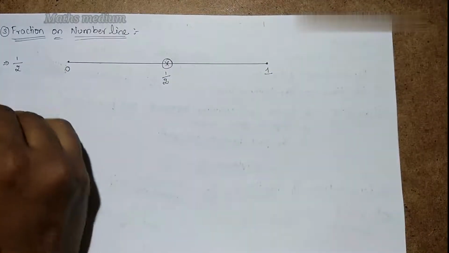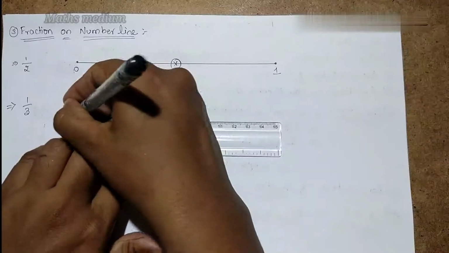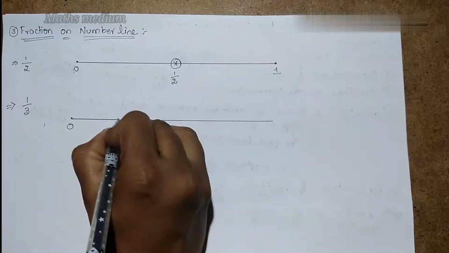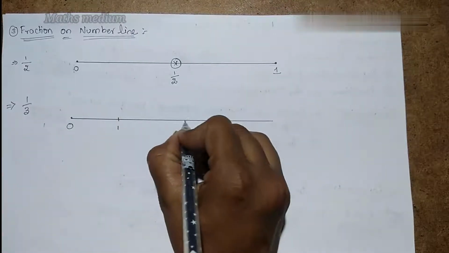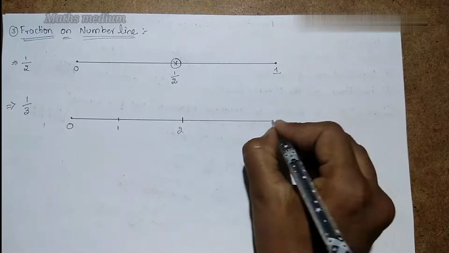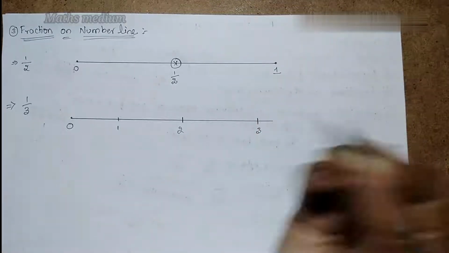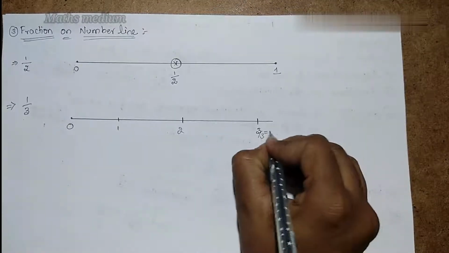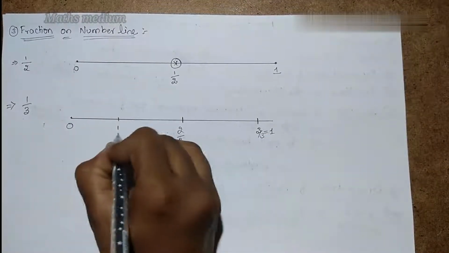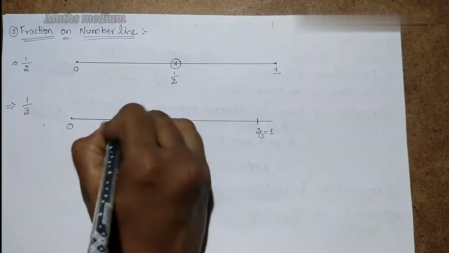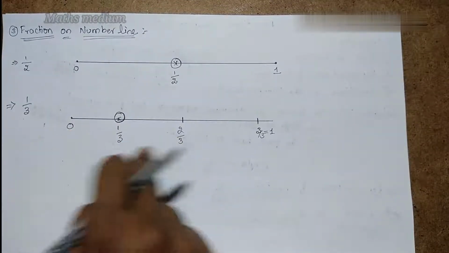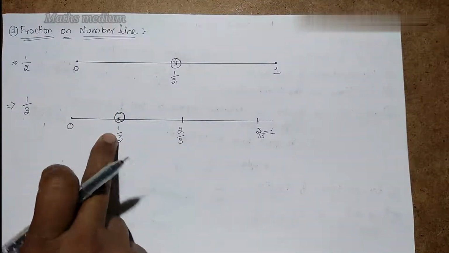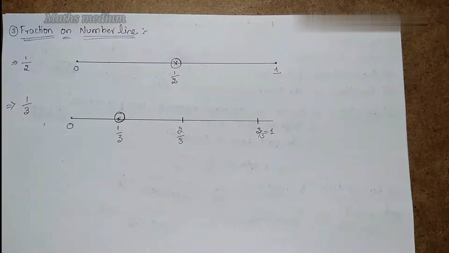Take another example, that is 1 by 3. Take the same number line, that is 0 and this is 1, and for example this is 2 and this is 3. So we are going to represent 1 by 3. 3 by 3 is equal to 1. So this is 2 by 3 and this is 1 by 3. This is one part of 3. 1, 2, 3. This is the 3 and one part we have chosen, that is 1. So this is the representation on a number line.